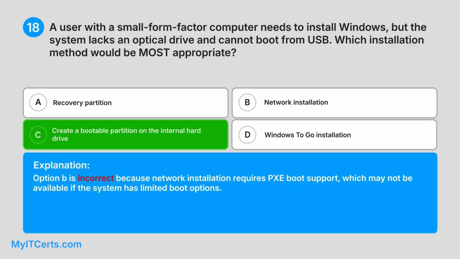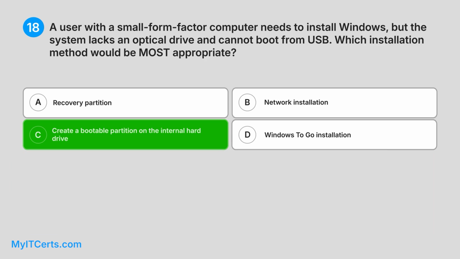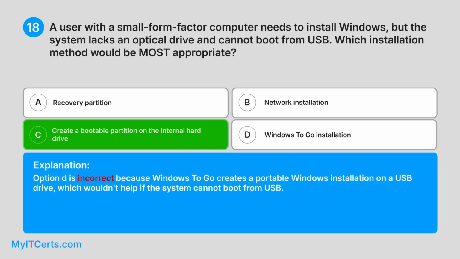Option B, network installation, is incorrect because network installation requires PXE boot support, which may not be available if the system has limited boot options. Option D, Windows to Go installation, is incorrect because Windows to Go creates a portable Windows installation on a USB drive, which wouldn't help if the system cannot boot from USB.